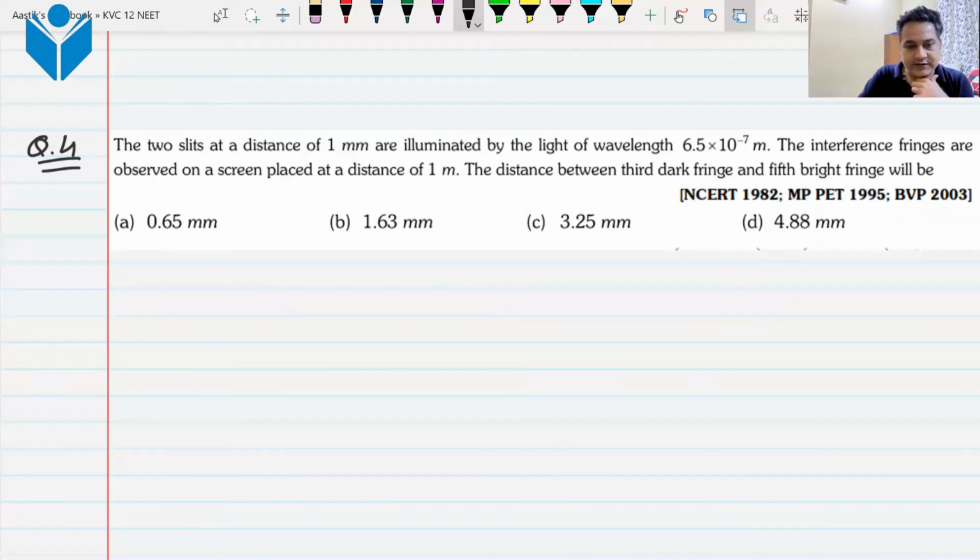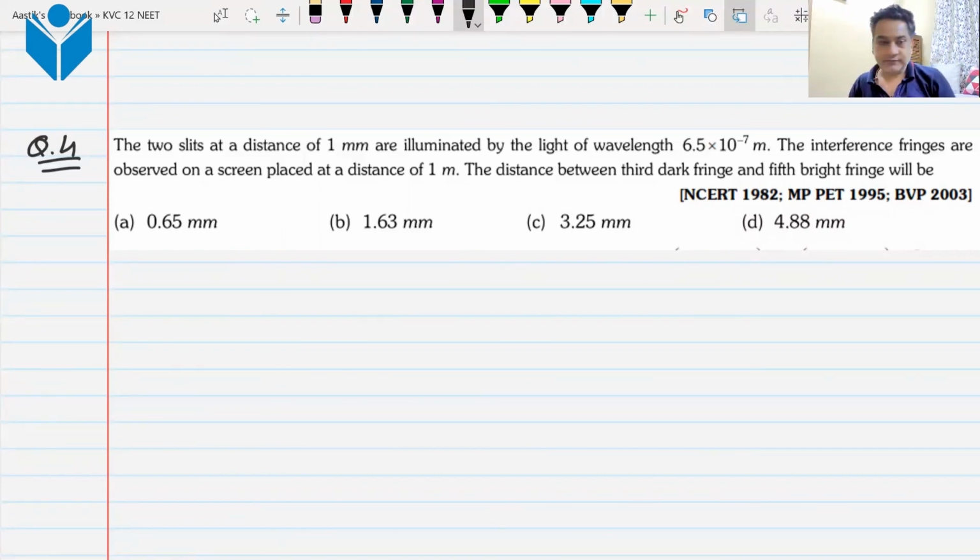Yes, my dear friends. Any answers that you can give me? Or shall I do the needful? Sir, option C. C, 3.25. The answer that I have is option B, 1.63. That means you have done the double of it.